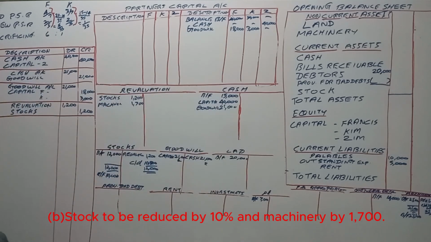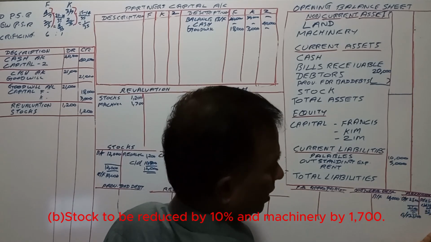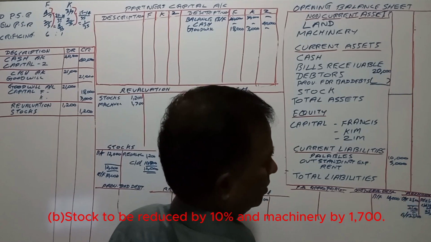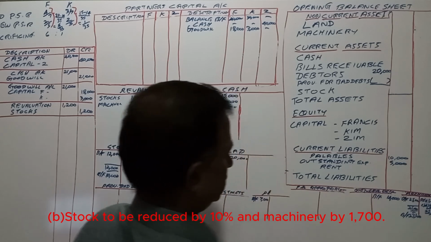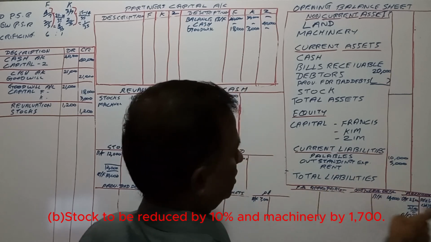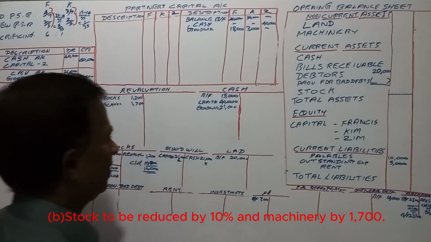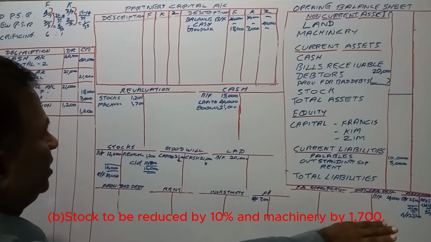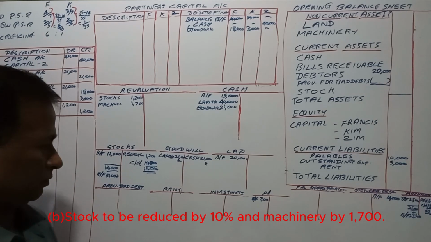Right. So because machinery value had been brought down by 1700, we had to reduce it and transfer to the revaluation account. It has to be reduced, so 23,300 machinery. So machinery account credit and revaluation account debit, it is a loss.